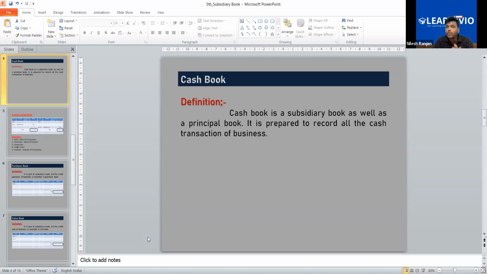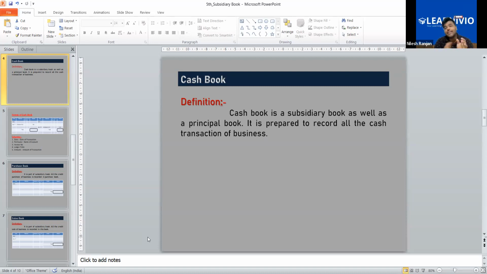It is prepared to record all the transactions of business, all the cash transactions. Now, if you want to prepare a cash book, you have to start with the opening balance of cash, because if your business is old, not new, then there will be some cash left at the end of every year and also at the beginning of every year. So there is some cash balance. That's why it starts with the cash balance and it also ends with cash.